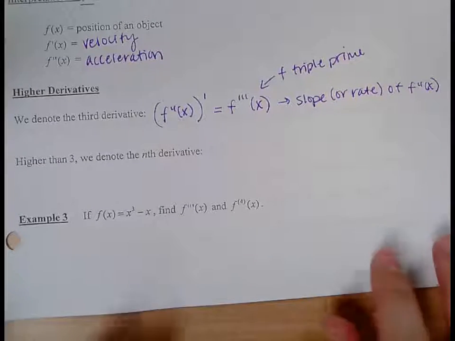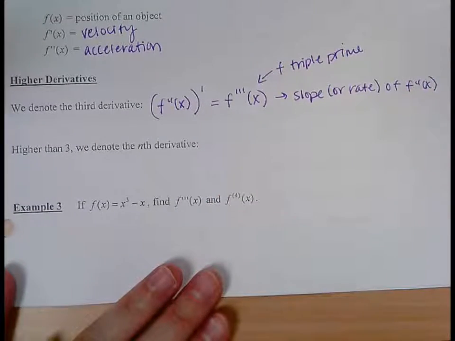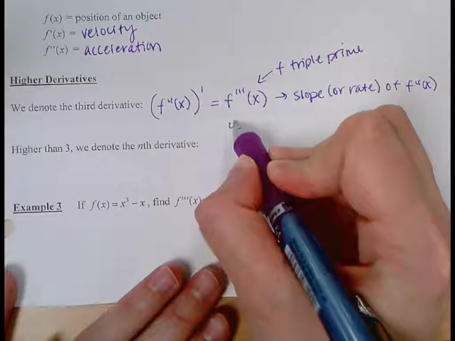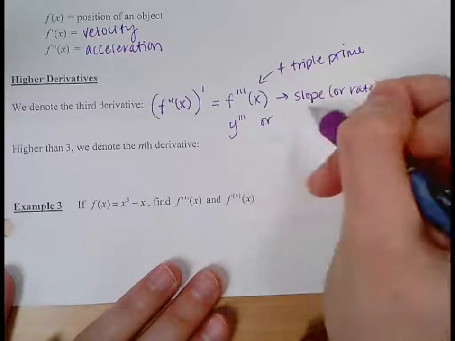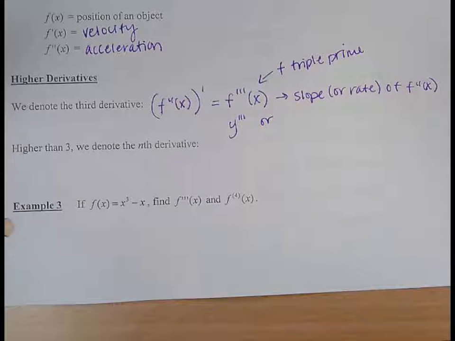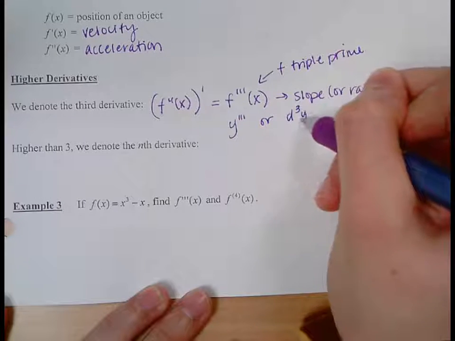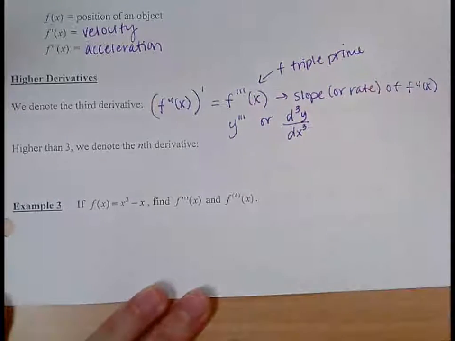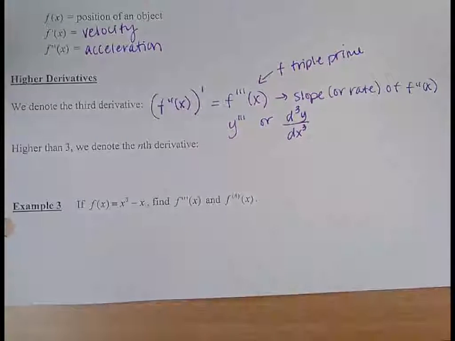You can also write, rather than f triple prime here, and I didn't write this for the second one, it would also apply to the second derivative, but you could write that as y triple prime. So you could write y double prime as well. I know I didn't write that before. But then for Leibniz notation, it would look similar to the second derivative, but now you'd see a 3 instead of a 2. So it looks like d cubed y over dx cubed, although it's not how you say it, you would just say the third derivative. But that's how the third derivative is notated with Leibniz notation.